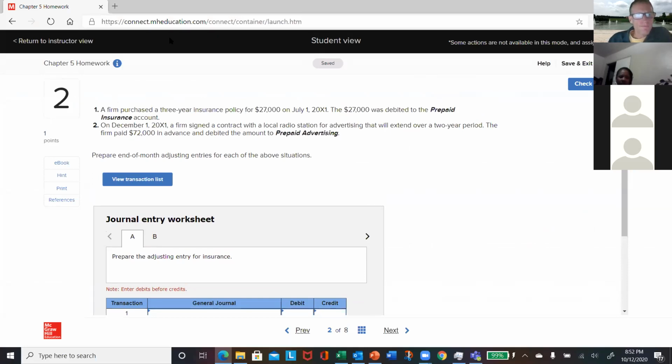The first one says they purchased a 3-year insurance policy. Notice it's July 1st. They put it to prepaid insurance. And then the second one, they put it to prepaid advertising. So they have 2 different types of adjustments, and they want you to do the end of month adjusting entries for each of the above situations.